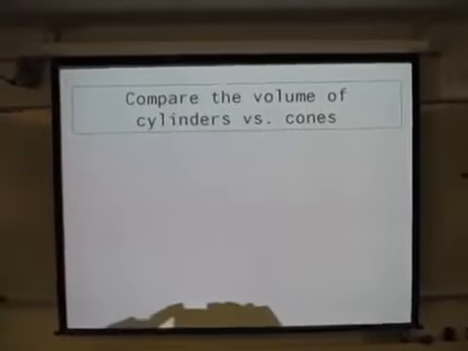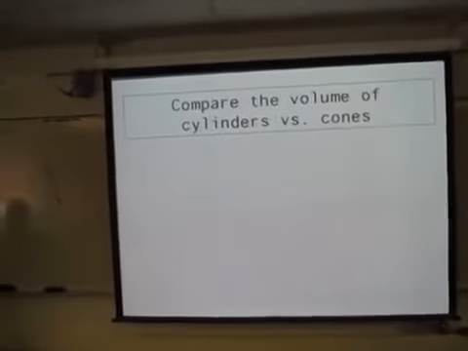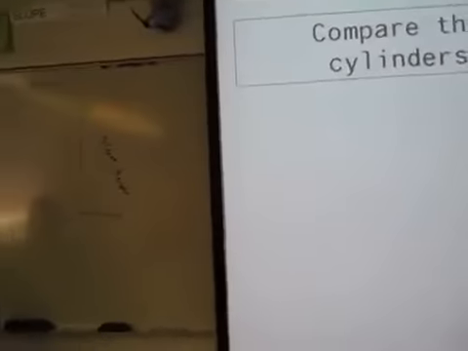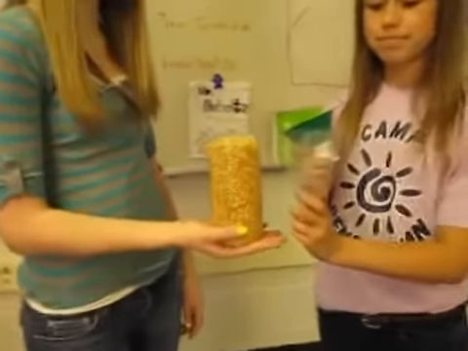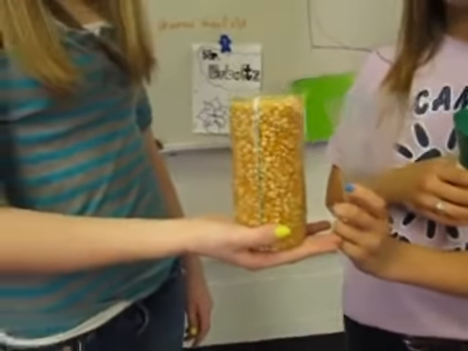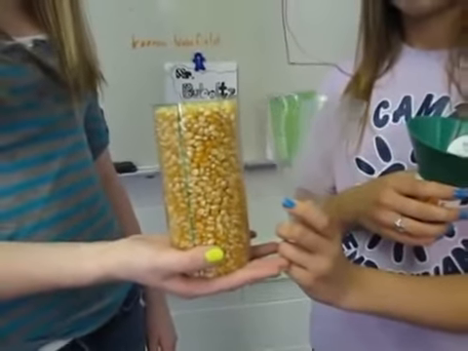In this video, I'm going to be comparing the volume of cylinders and the volume of cones. And to do that, I've constructed some little examples that I will show to you. In this one right here, I have this cylinder filled with popcorn kernels, and it's clear, so it's difficult to see, but I have a cone right next to it.